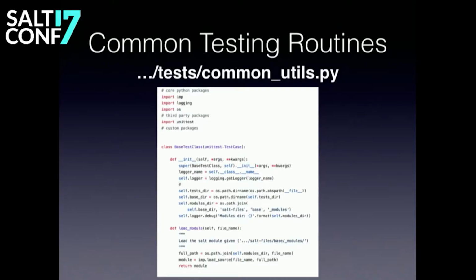Right, and then the other thing is at the bottom, you hopefully can see the load module. This abstracts out the location of all the modules and then the call to the IMP load source. This, again, just makes it simpler. The basic goal here is to reduce the friction for people to write tests. The easier you make it, the more likely it is they're going to write their own tests.